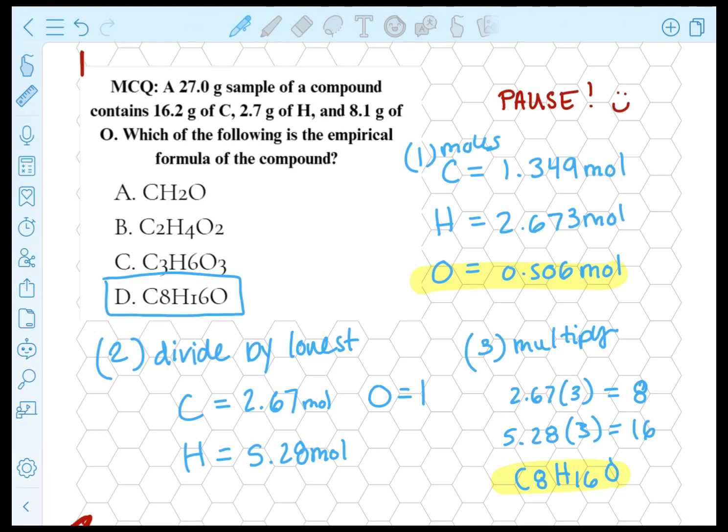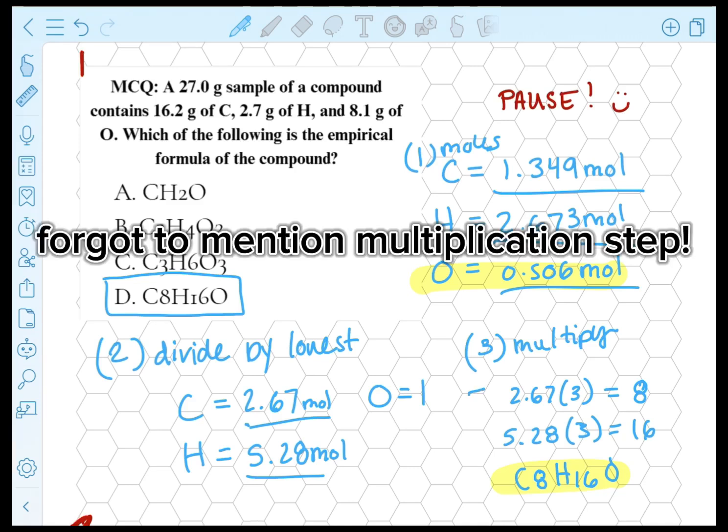Alright, so a quick run through. First, we're going to convert to moles. For carbon, we have 1.349 moles. Hydrogen, we have 2.673 moles. In oxygen, we have 0.506 moles. And since we have the least amount of oxygen, we're going to divide every single answer by oxygen. That gives us 6 moles of carbon, 16 moles of hydrogen, and 1 mole of oxygen. So the correct answer will be D.